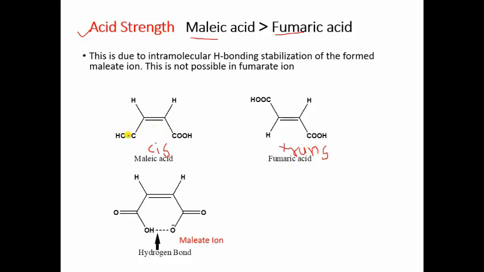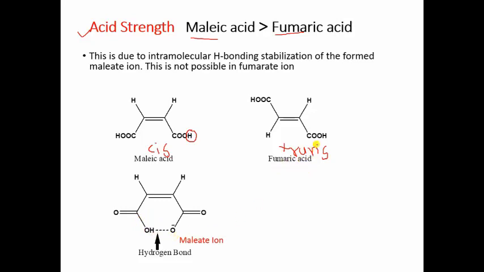Both are acids, both have a carboxylic group. The only difference is the arrangement of the carboxylic groups: they are on the same side and on opposite sides. How can you say it is acidic? Acidity means the ability to give a proton easily. So by liberation of this proton it forms an oxygen negative charge. This is the maleate ion, and this maleate ion further forms a hydrogen bond to the adjacent carboxylic group easily.